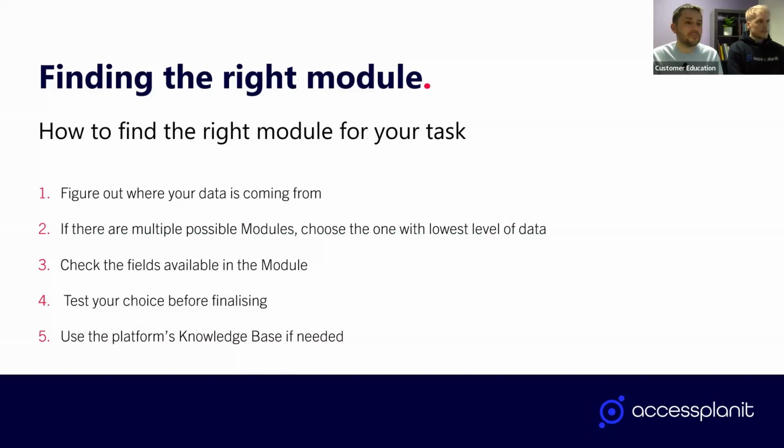Cool. So the first step to think about, there's 5 on here, but the first step to think about is where your data is coming from, essentially. If you are creating a dashboard gadget, where in the platform are we sourcing information for this gadget? Are we reporting on invoices, or are we reporting on e-learning delegates or courses? So have a little think about that first.